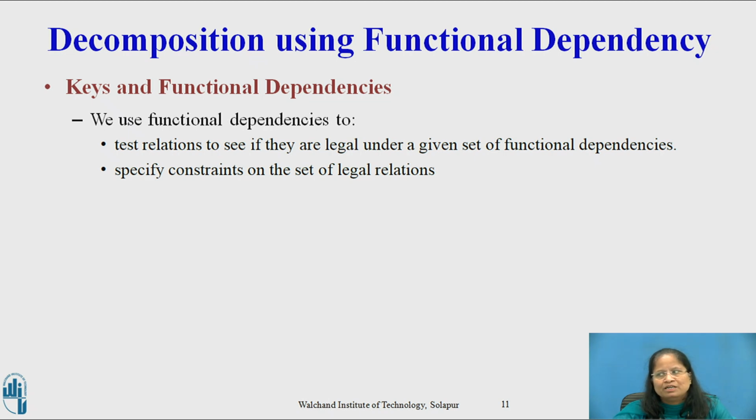We use the functional dependencies to test a relation to see if it is legal under a given set of functional dependencies. If a relation R is legal under a set F of functional dependencies, we say that R satisfies F. We also use the functional dependencies to specify constraints on the set of legal relations. We say that F holds on R if all legal relations on R satisfy the set of functional dependencies F.